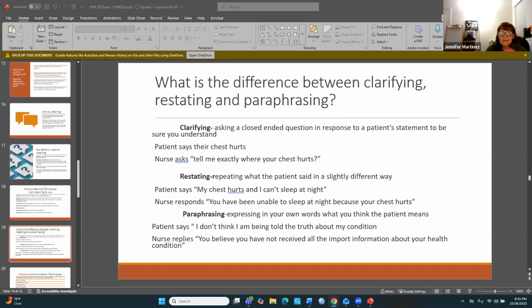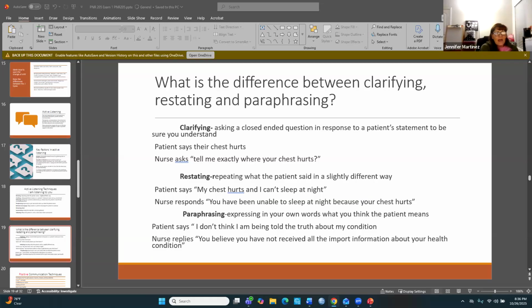So what's the difference between clarifying, restating, and paraphrasing? We kind of went through this, right? Clarifying is asking a closed-ended question in response to a patient's statement to be sure you understood. So the patient says their chest hurts, and the nurse asks, tell me exactly where it hurts. Restating is repeating what the patient said in a slightly different way. So my chest hurts and I can't sleep at night, and our answer would be, you've been unable to sleep at night because your chest hurts, right?